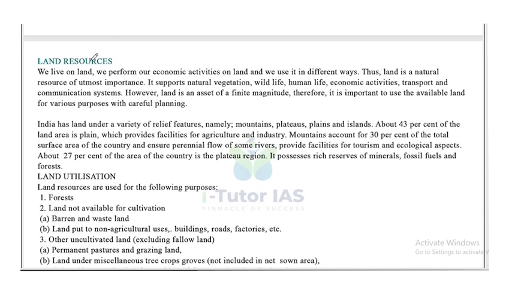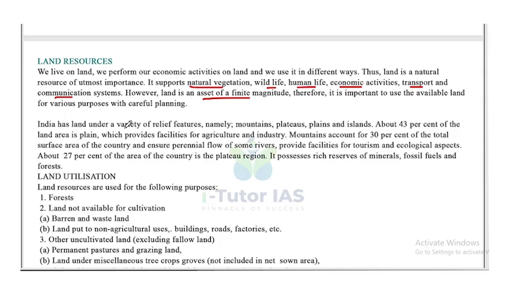Now, land resources. We live on land. We perform our economic activities on land and we use it in different ways. Thus, land is a natural resource of utmost importance. It supports natural vegetation, wildlife, human life, economic activities, transport, and communication systems. However, land is an asset of finite magnitude. Therefore, it is important to use the available land for various purposes with careful planning.